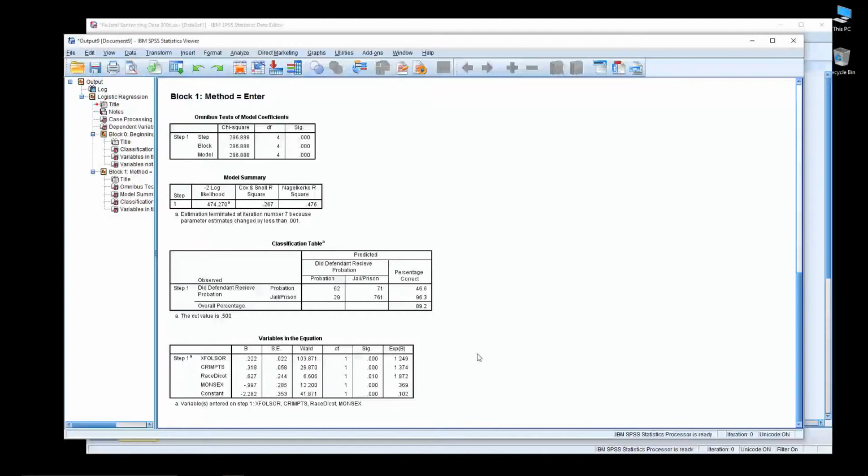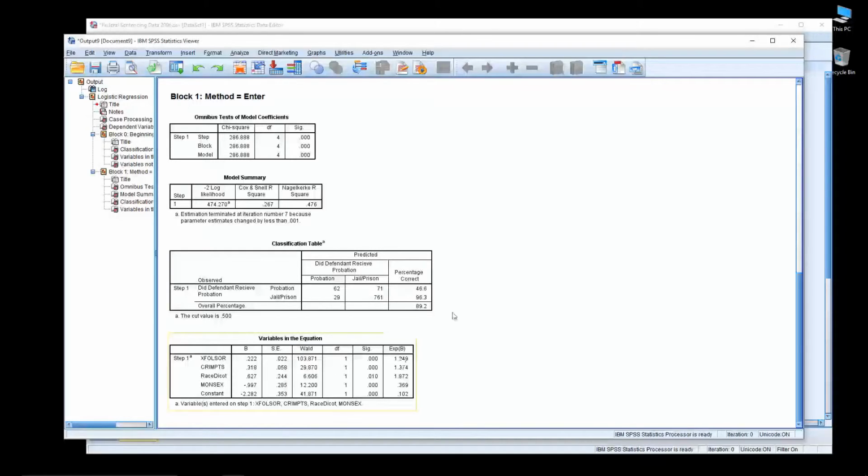So think of it as your typical odds. A 1-to-1 odds would be just like a normal probability, no higher, no lower. So an Exp(B) value of 1 indicates that at the end of the day, there's no real change. As the Exp(B) increases, that tells us the odds of that event happening, in this case a 1 occurring, the defendant going to prison, increases in value.